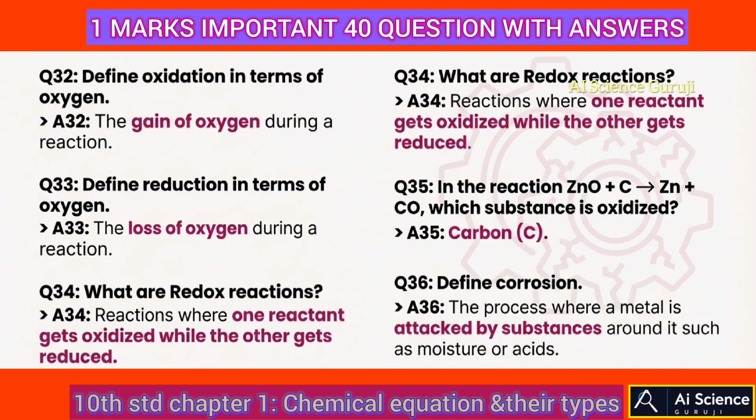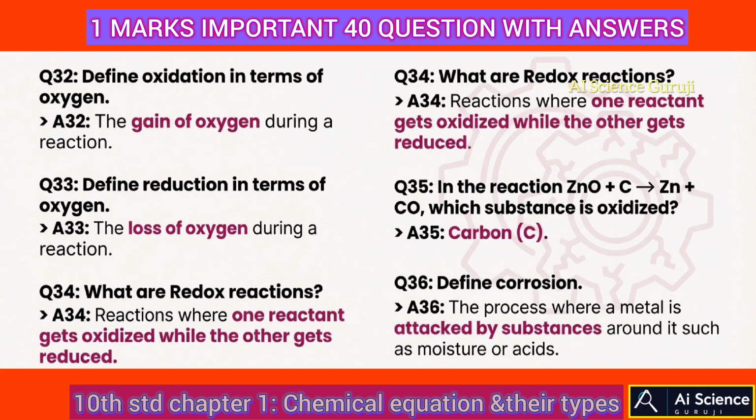In the reaction ZnO plus C equals Zn plus CO, which substance is oxidized? Answer: carbon, C. 35. Define corrosion. Answer: the process where a metal is attacked by substances around it such as moisture or acids.